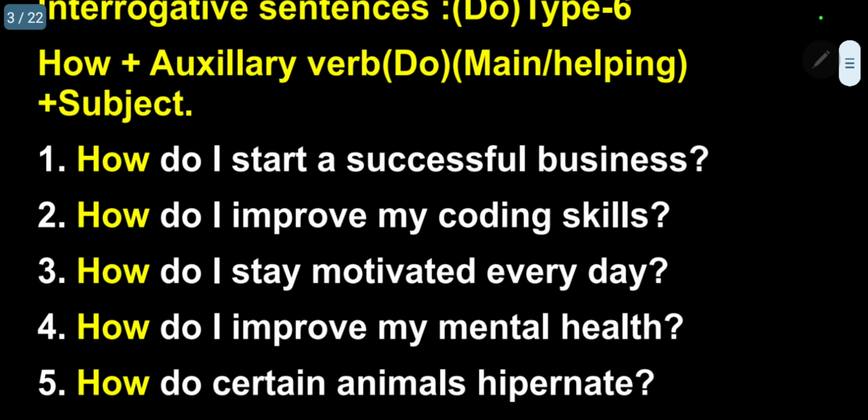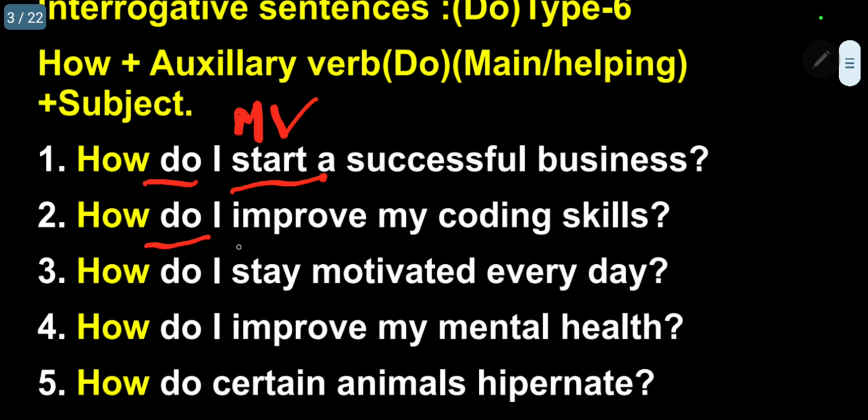The first thing is, how do I start a successful business? நான் ஒரு வெற்றிகரமான பிசினஸ் தொழிலை எப்படி ஆரம்பிப்பது? How do I start? Start is the main verb, do is acting as an auxiliary verb.